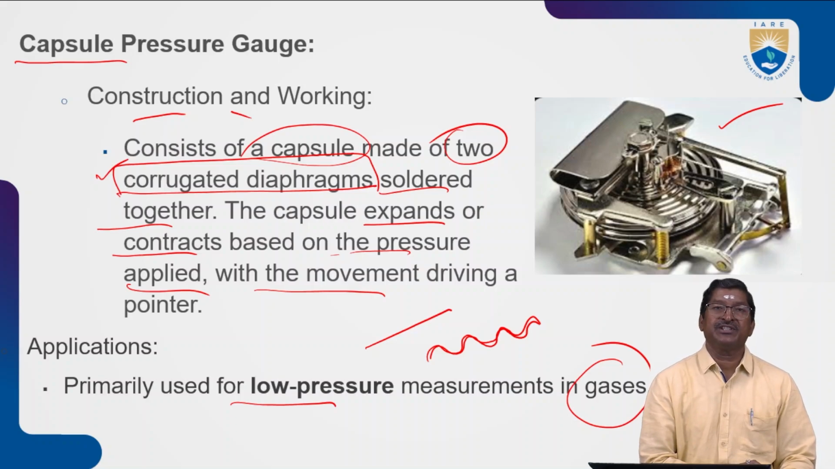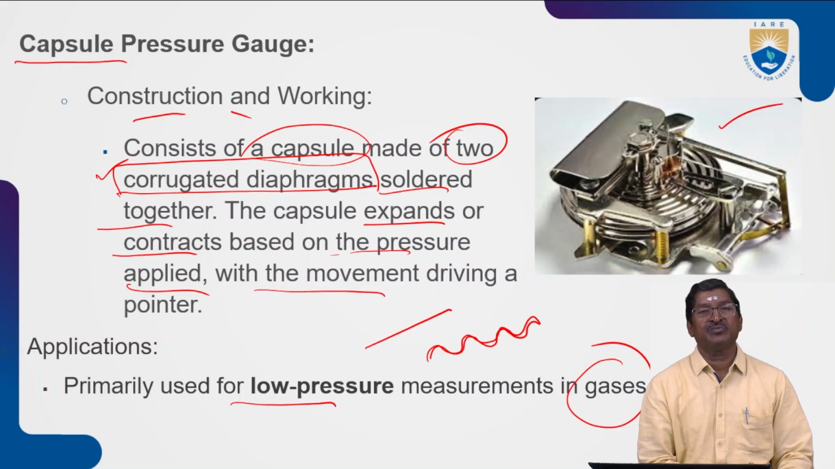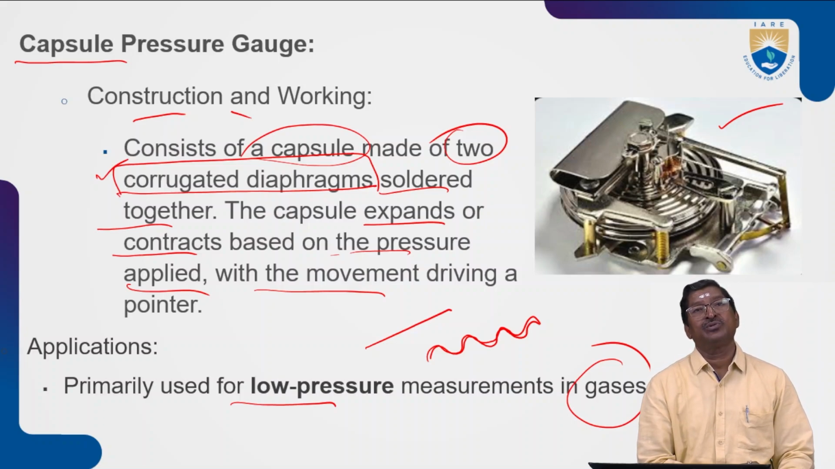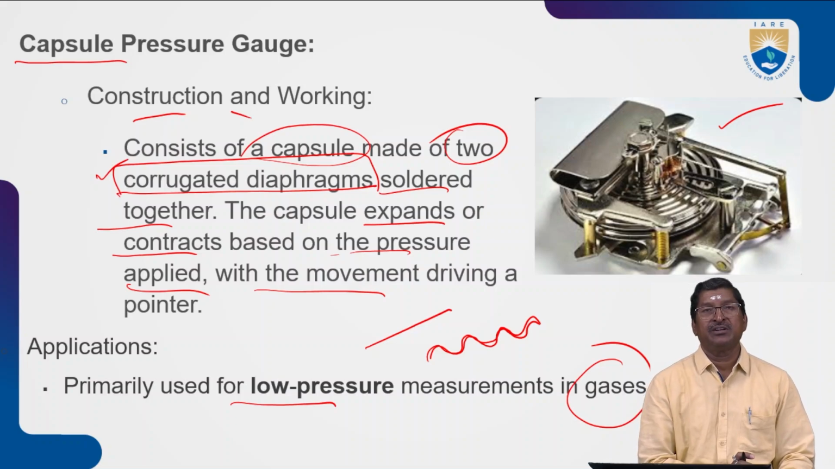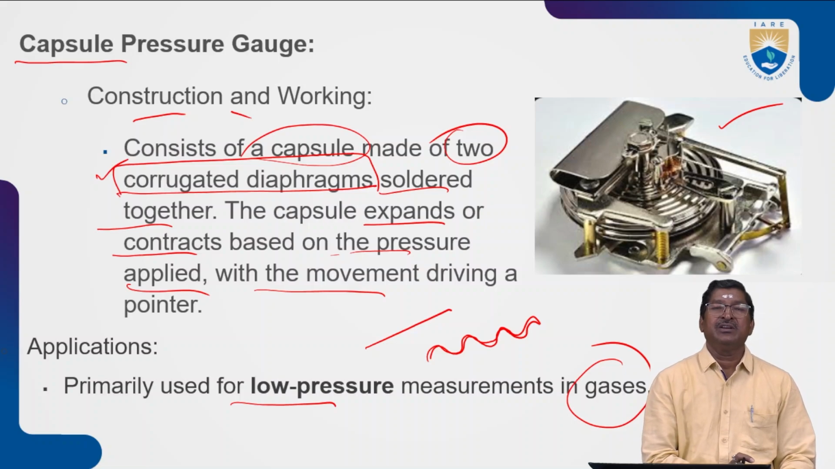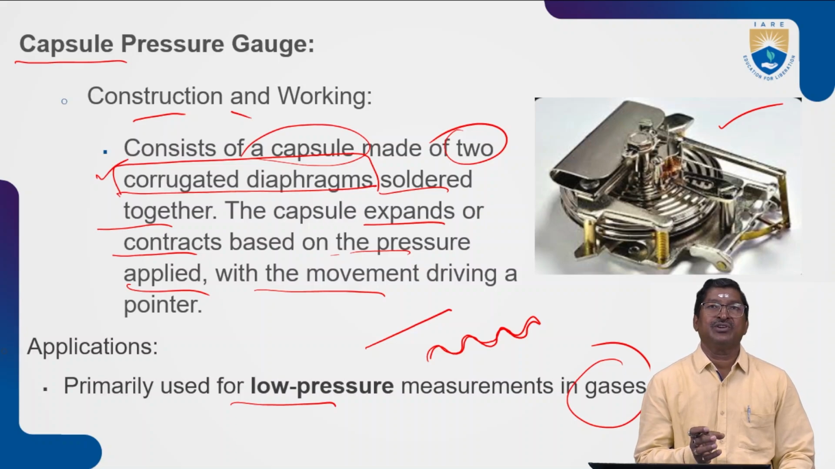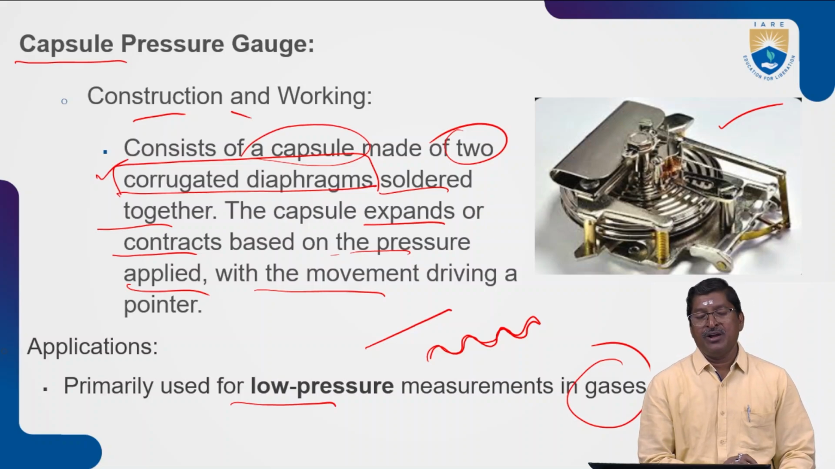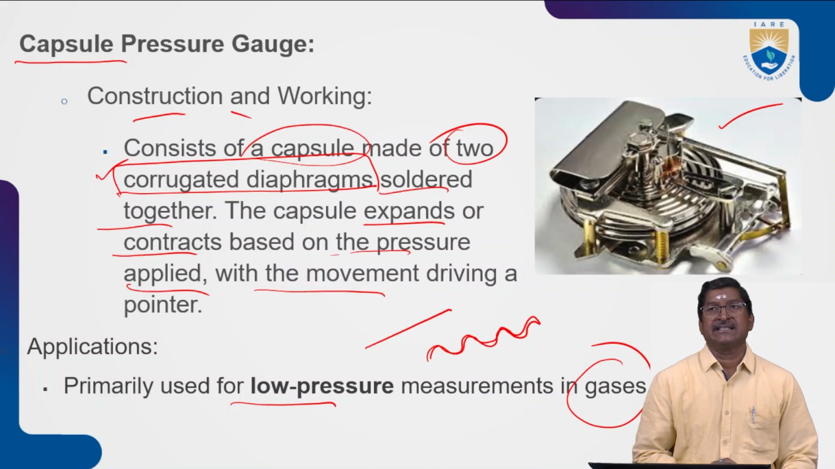Whereas this capsule pressure gauge is also a diaphragm, that means a small thin sheet, but it is corrugated, and there are two corrugated membranes. These two corrugated diaphragms are attached to each other, that means soldered. Depending upon the pressure applied, there will be expansion or contraction of this capsule. So it is used for low pressures of gases.